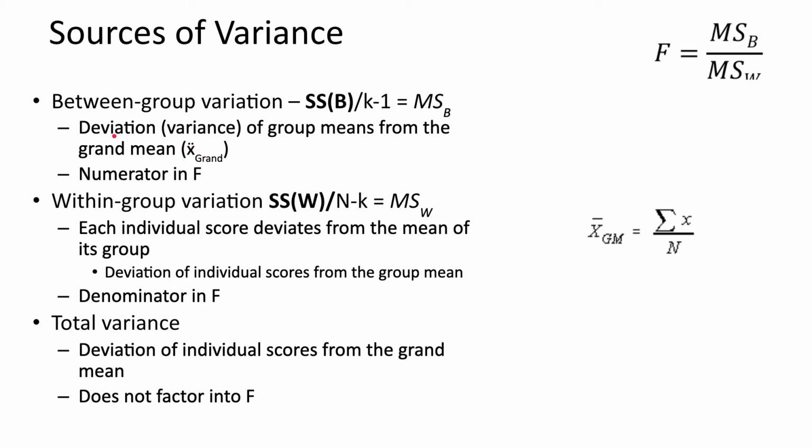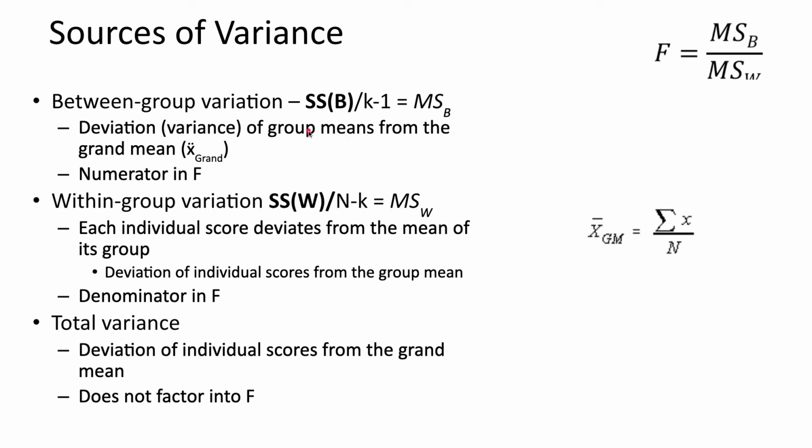Okay, so the SSB is the deviation or variance of group means. Again, say if I have 3 groups, I have 3 means. So the deviation of group means instead of raw scores. When we calculate the variance, we use raw scores.